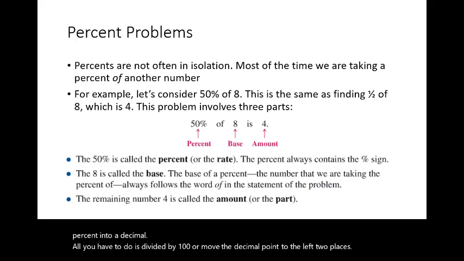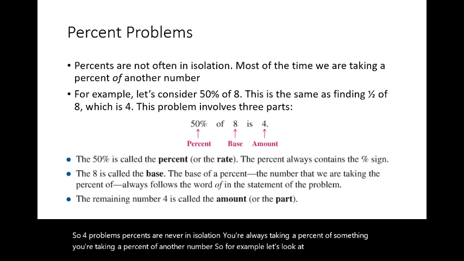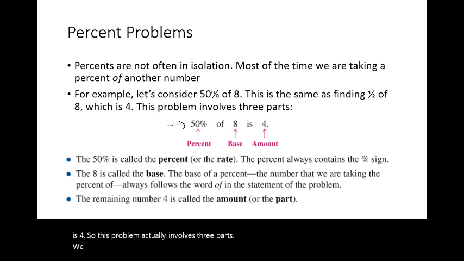So for percent problems, percents are never in isolation. You're always taking a percent of something. You're taking a percent of another number. So for example, let's look at 50% of 8. Well, 50% of 8 is 4. So this problem actually involves 3 parts. We have what is called the percent, which is this 50%.